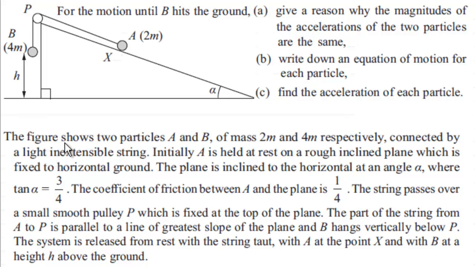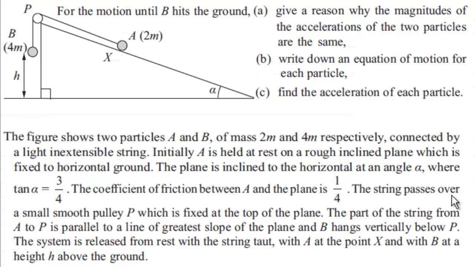And what we've got here then is that the figure shows two particles, A and B, of masses 2m and 4m respectively, connected by a light inextensible string. Initially, A is held at rest on a rough inclined plane which is fixed to horizontal ground. The plane is inclined to the horizontal at an angle alpha, where tan alpha equals 3/4. The coefficient of friction between A and the plane is 1/4.